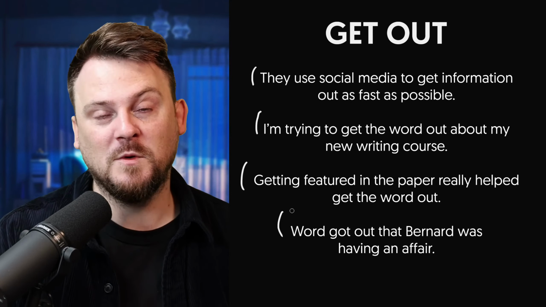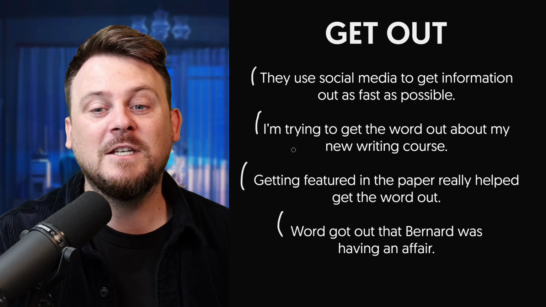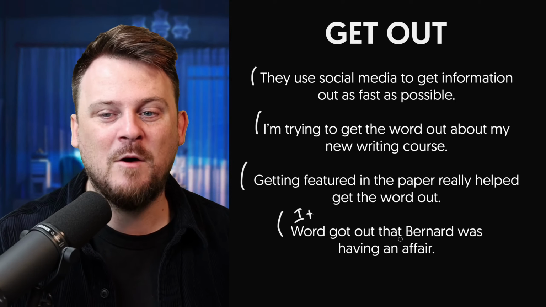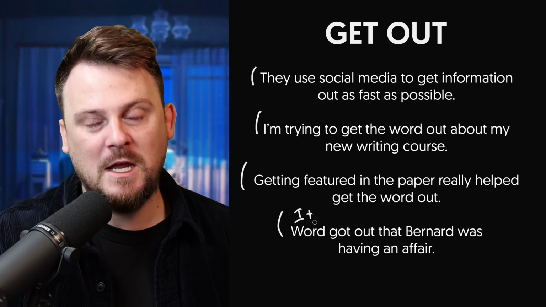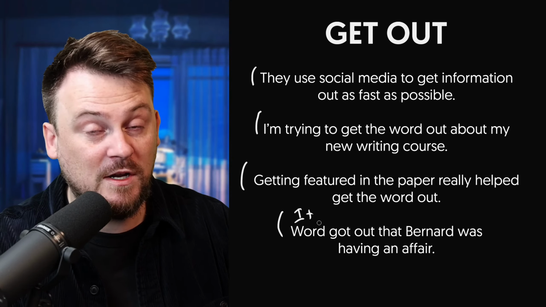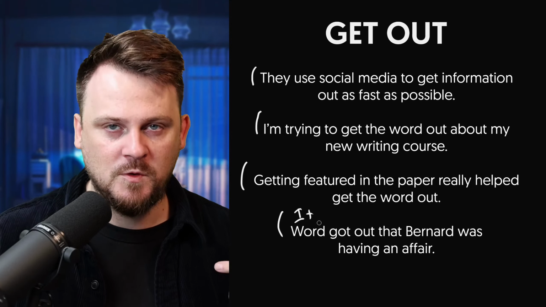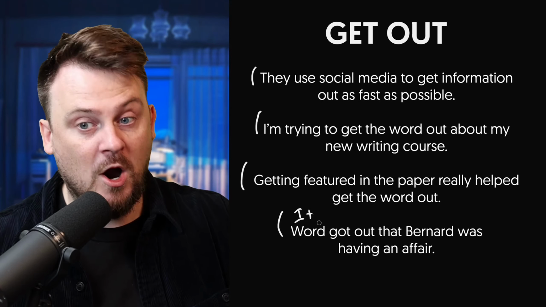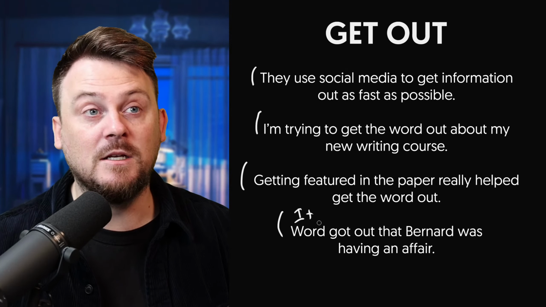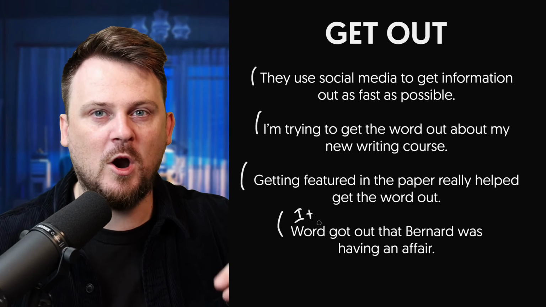Word got out that Bernard was having an affair. So this is when we're trying to keep things secret, and this is the specific phrasing that you should use. You could replace this with it got out that Bernard was having an affair, but it's much more common to use word in this specific case. So something that was secretive, that they were trying to keep secret, that they didn't want other people to know, is now known, right?